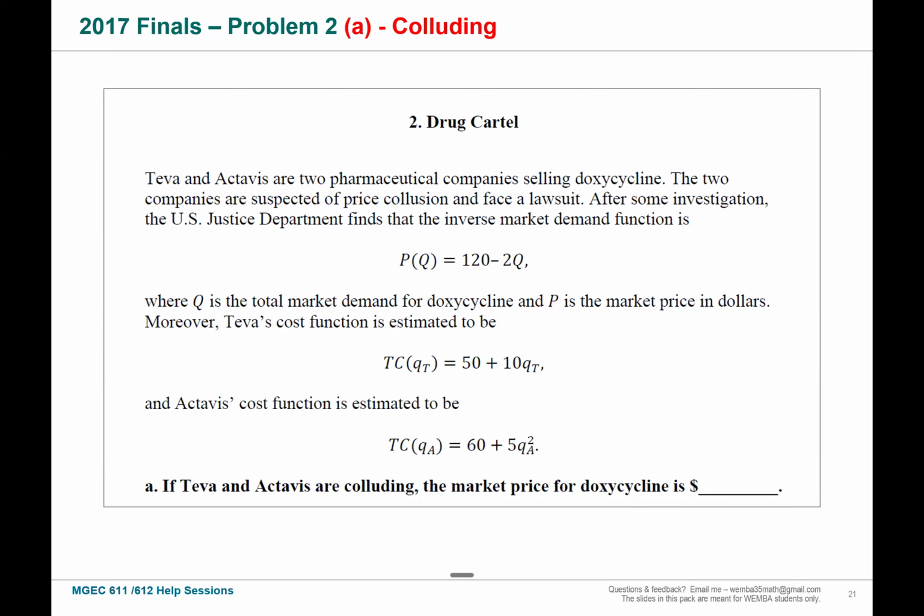Teva and Actavis are two pharma companies selling doxycycline. The two companies are suspected of price collusion and face a lawsuit.